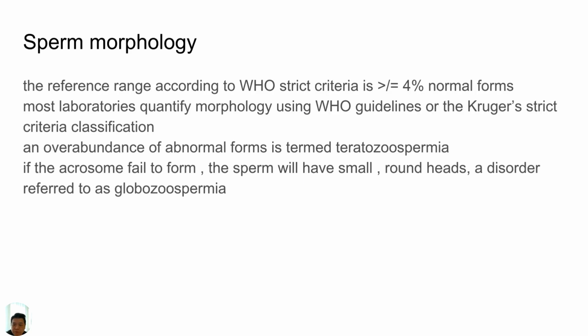So for sperm morphology, the reference range according to WHO strict criteria is more than or equal to 4% normal forms. Most laboratories quantify morphology using the WHO guidelines or Kruger's strict criteria classification. An overabundance of abnormal forms is termed teratozoospermia. If the acrosome fails to form, the sperm will have small, round heads. It's a disorder referred to as globozoospermia.